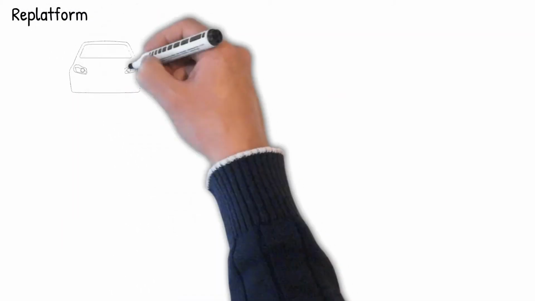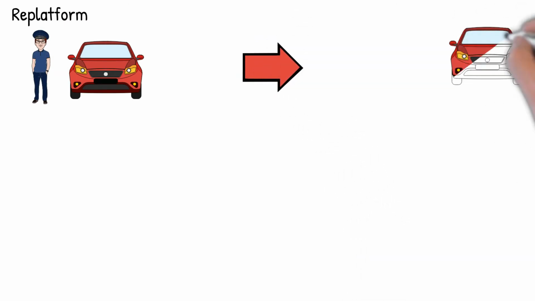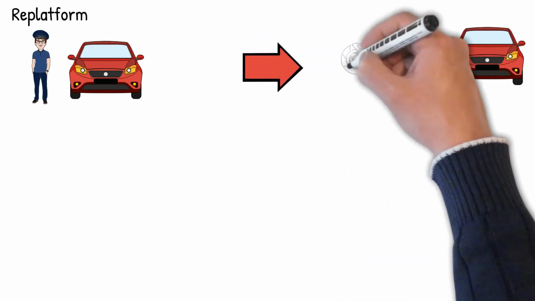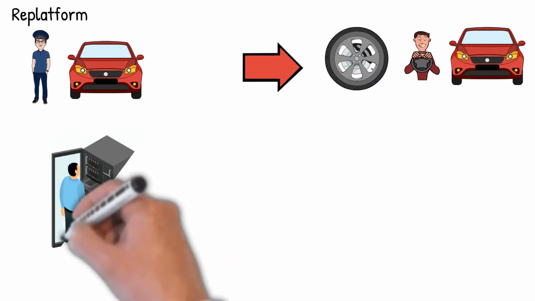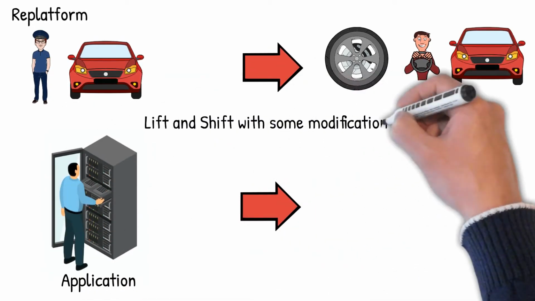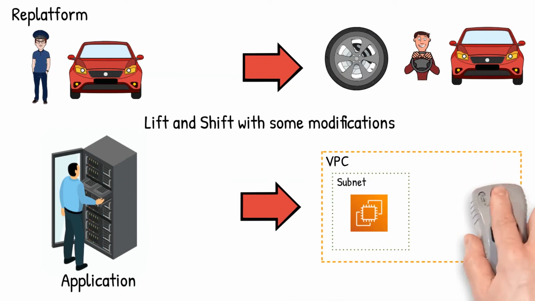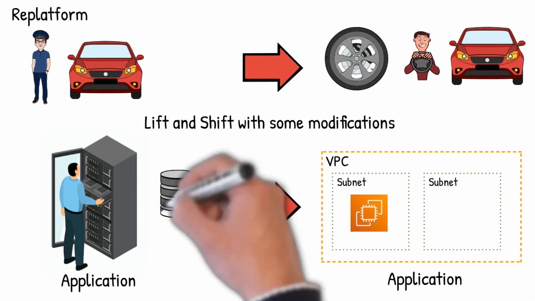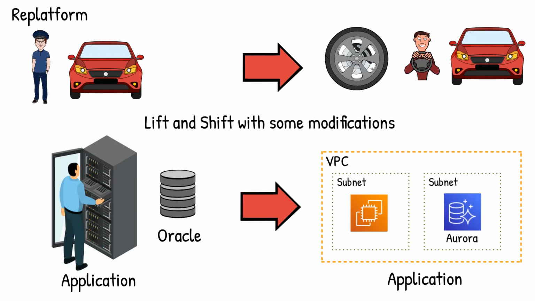The second one is replatforming. Now imagine you need to hire a new driver and upgrade your brakes and tires to make the car safe for travel. This is similar to replatforming strategy, in which you not only migrate to cloud, but also modify your application to take advantage of cloud-native services. One example could be moving from an Oracle database to Amazon Aurora and get rid of all the expensive licensing and management costs.